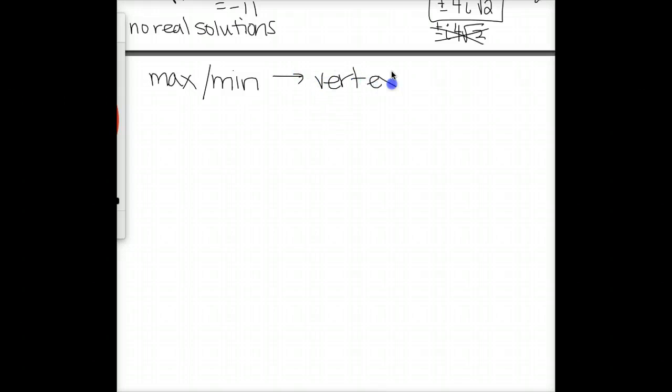Also, just as a reminder, when it asks you to do things by hand, which it does on the embedded assessment, if it asks you to find a max or a min, that's the same as asking you to find the vertex. So you can use opposite of b over 2a, or put it in vertex form, or find the x-intercepts and average them, any of those things.